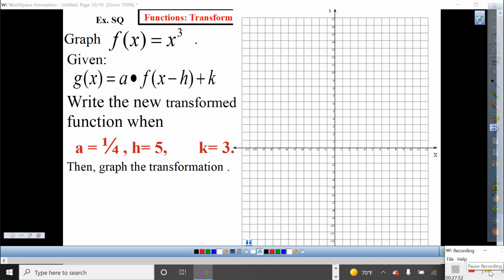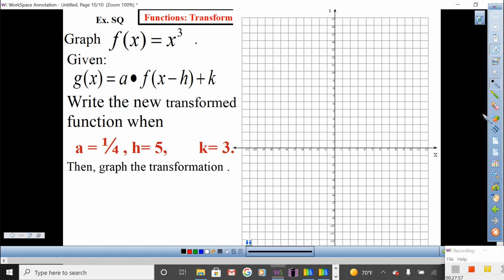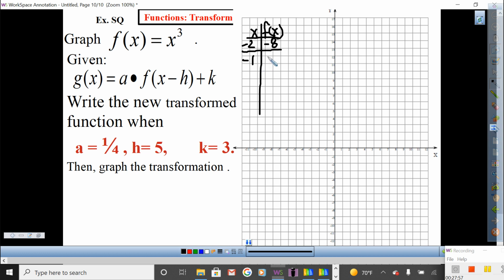Copy. All right, so for the sake of time, here we go. First things first. Let's graph this. So we get x, f of x. So we're cubing each value, yes? So what is -2 times -2 times -2? That's -8. Next, -1. What is -1 times -1 times -1? -1. 0 times 0 times 0, 0. 1 times 1 times 1, 1. 2 times 2 times 2, that's 8.